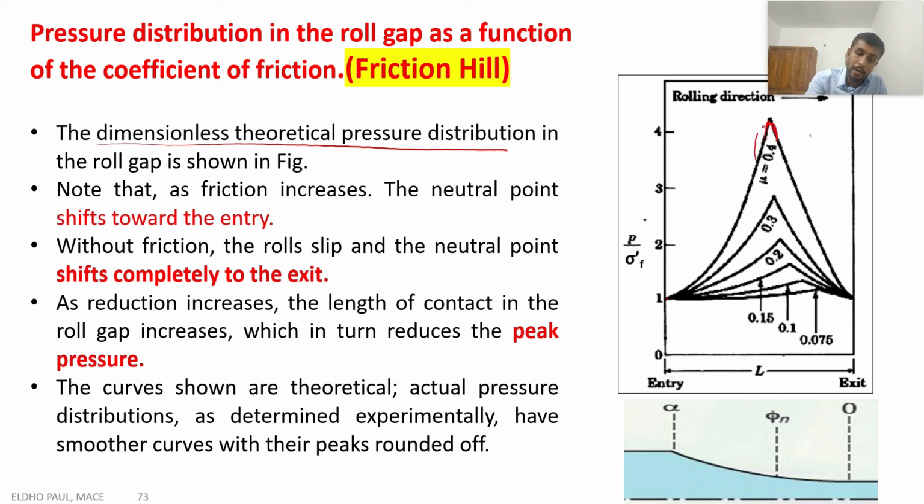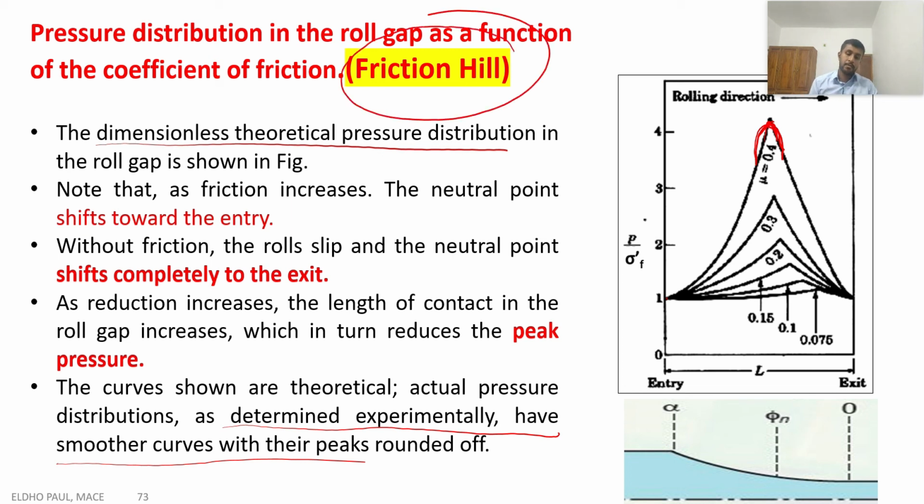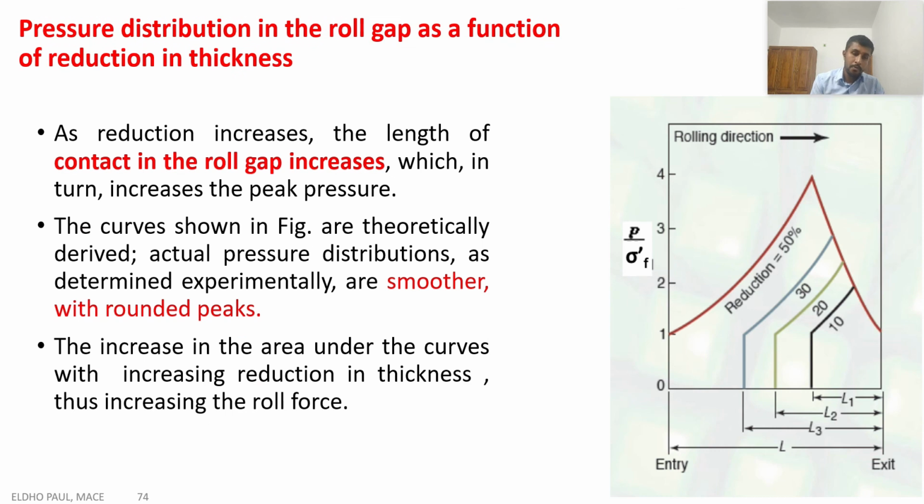It is not a pointed peak, it will be a rounded one. So determined experimentally, we have a smooth curve with the peaks rounded off. Okay, this is called the friction hill. That's an important point. Another one is the pressure distribution with respect to the reduction in thickness.